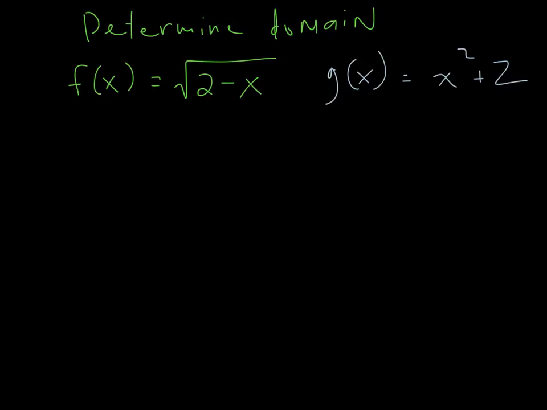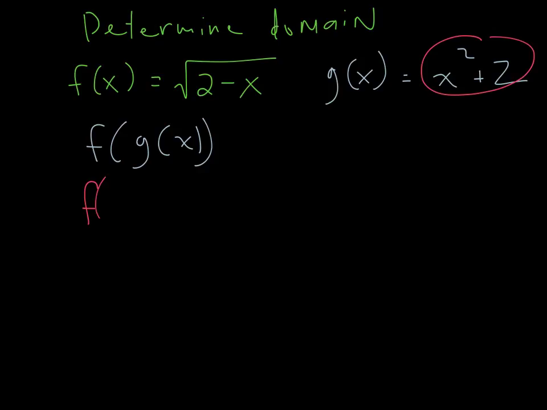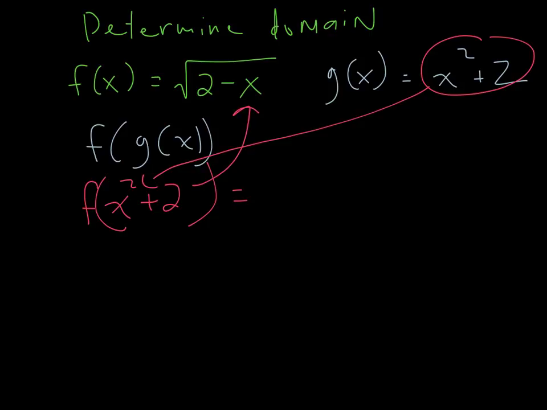If I want to take f of g of x, okay, that's going to look like f of, I'm taking the g of x function and replacing that. So I'm taking f of g of x, which is f of x squared plus 2. That tells me to plug in x squared plus 2 anywhere I see an x in the f function.